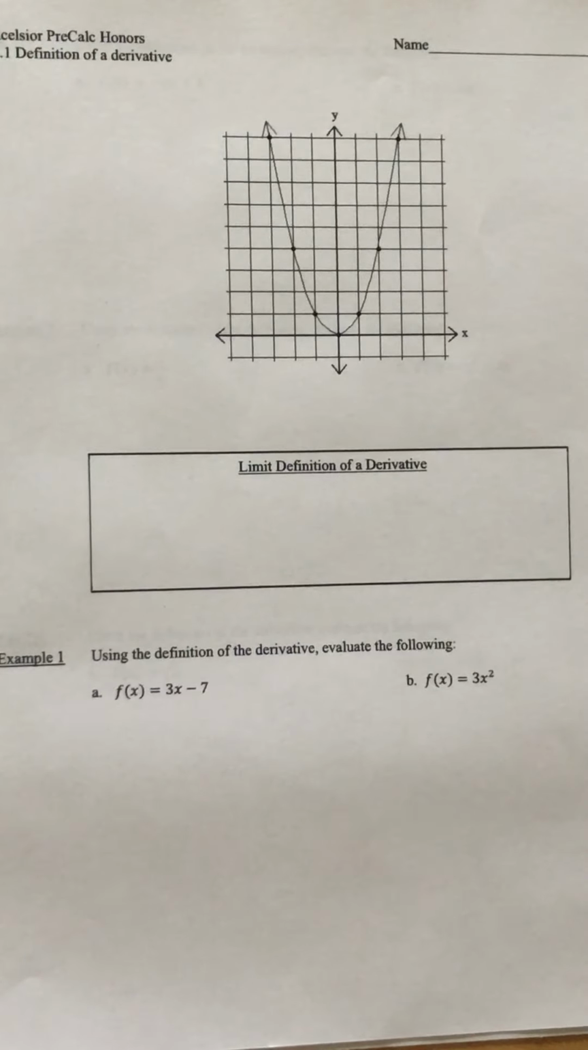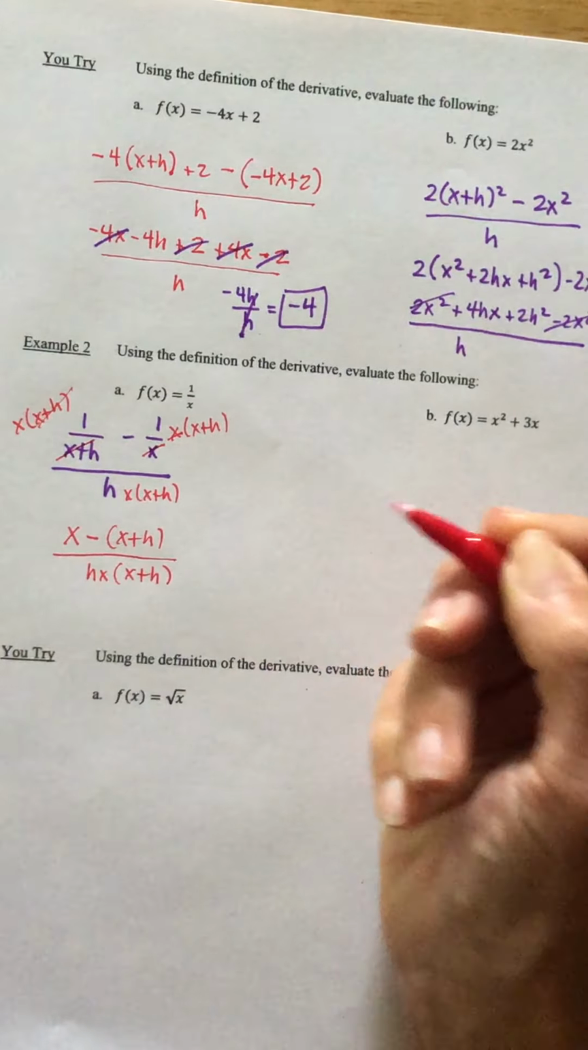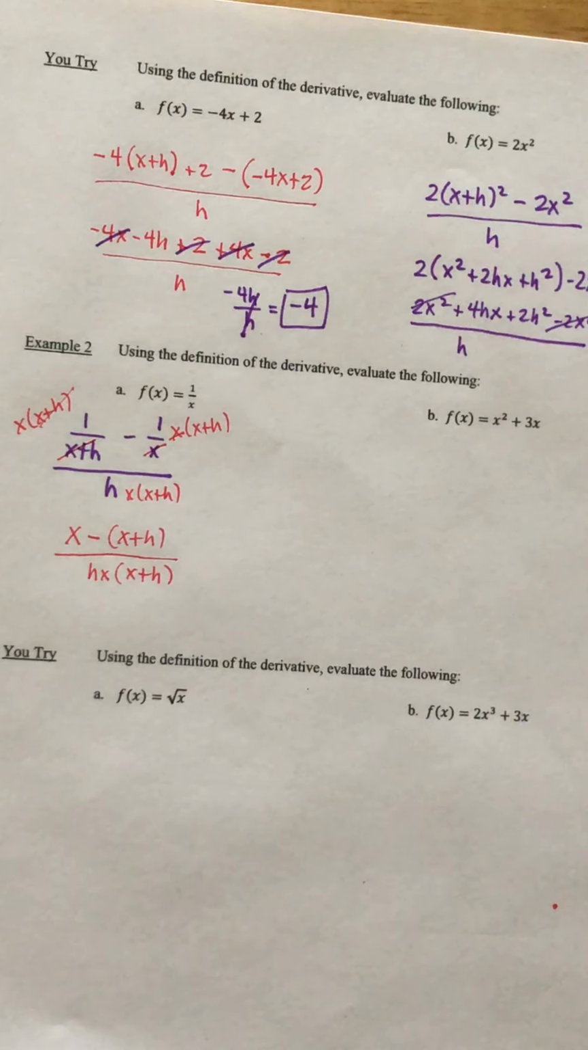All right, so here's the deal. Let me see. My common denominator, x times x plus h. Let's see what happens. All right, so that cancels, leaves me with an x minus x plus h all over, let's see, I have hx times x plus h. All right, so like I said, it's like a little bit of a crazy algebra fest.